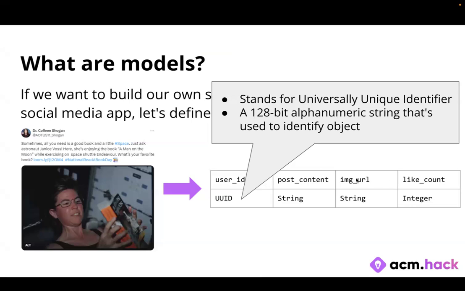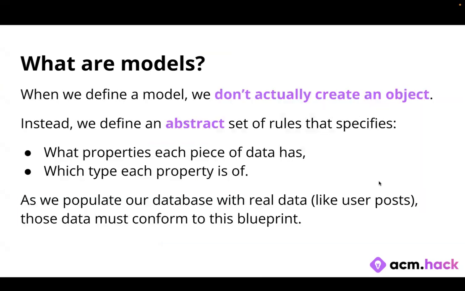For the post content, the type will be string. I can't imagine it being anything else, honestly. For the image URL, it's almost always a string also, I think. For like count, maybe it will be an integer, or if our app is really popular and the integer range is not enough for us, we would want to use something like a big int, but for this example, we'll just be using integers.